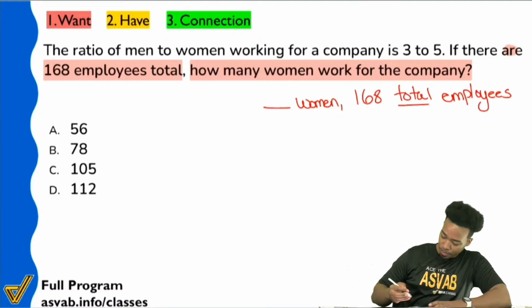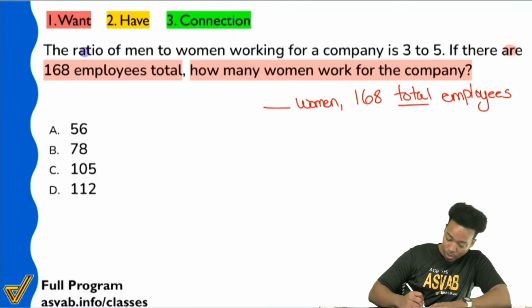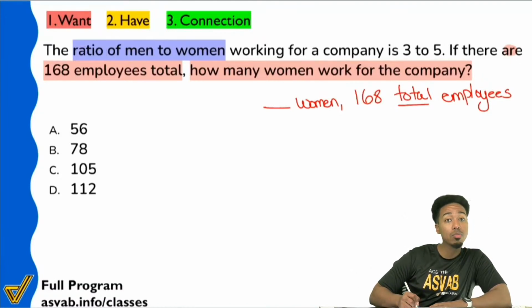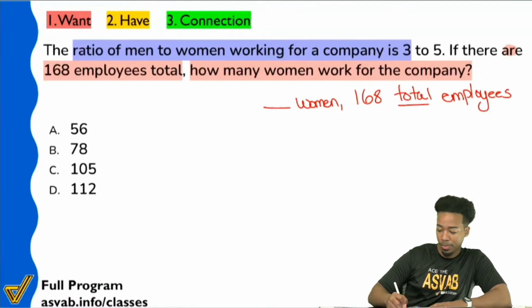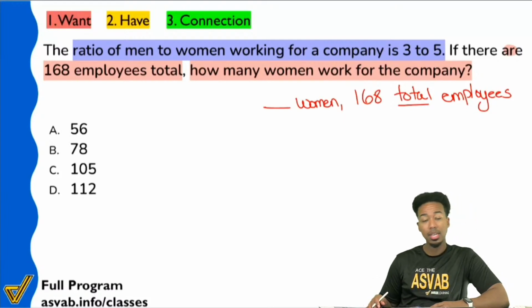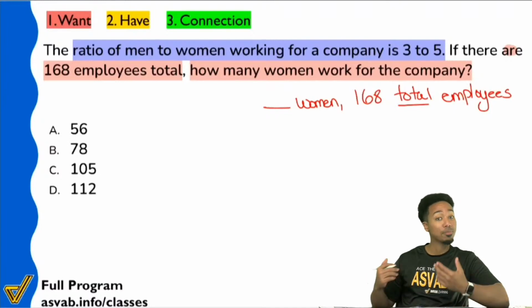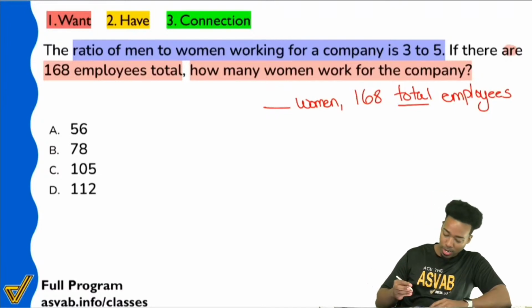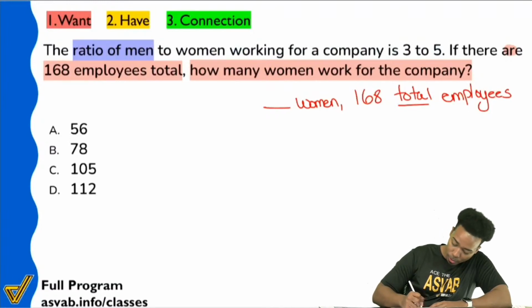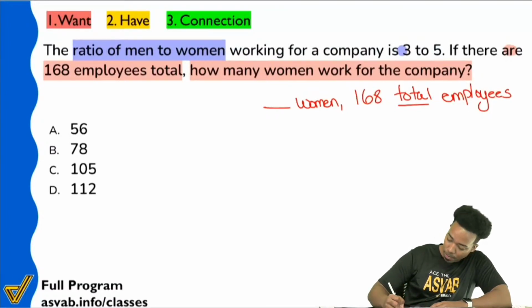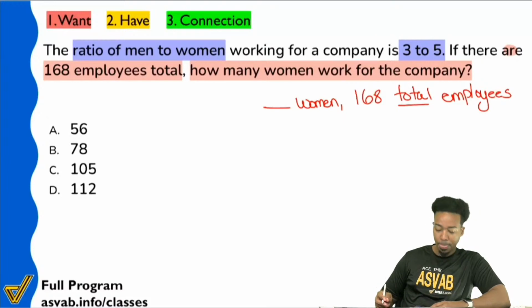So here we go. In blue, it says, hey, the ratio of men to women working for a company is 3 to 5. Everyone, you may not have seen that written entirely in that way yet today, and I'm more than happy to shed some light on what this means. So right here, let me just make sure I write this. The ratio of men to women, 3 to 5.